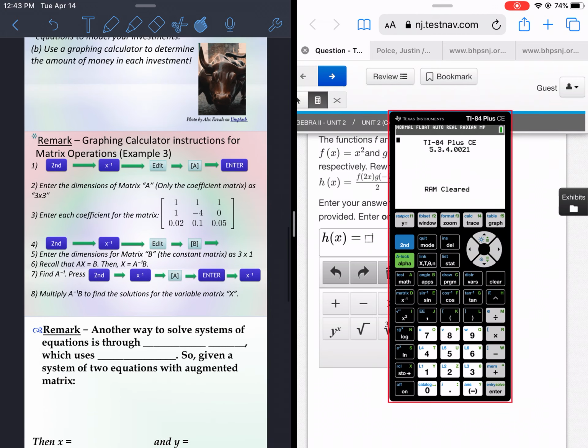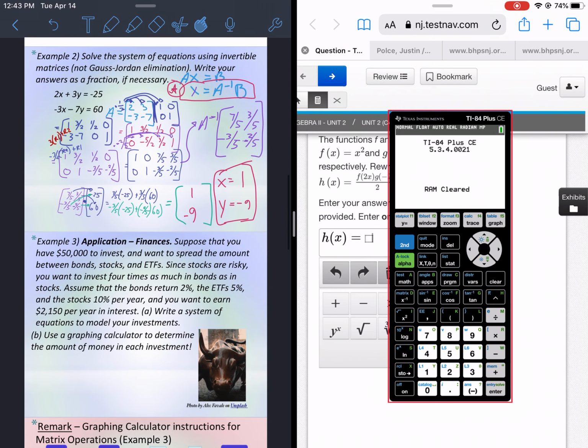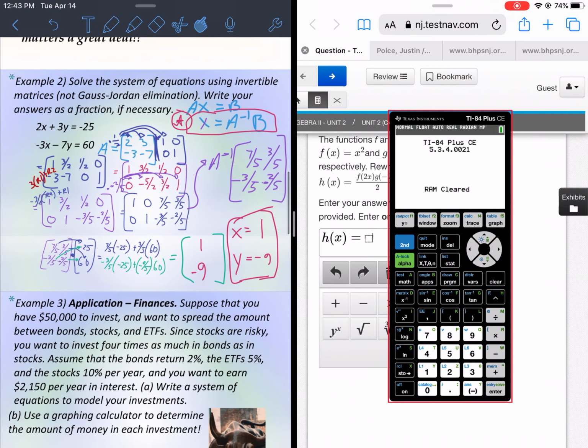So, let's go back to example 2 and see if we can plug in the coefficient matrix into the graphing calculator. I'm going to press second and then that x to the negative first where it says matrix. And here I have a list of matrices that are empty. I'm going to scroll to edit, press enter on matrix A. Let's make it a 2 by 2 matrix.